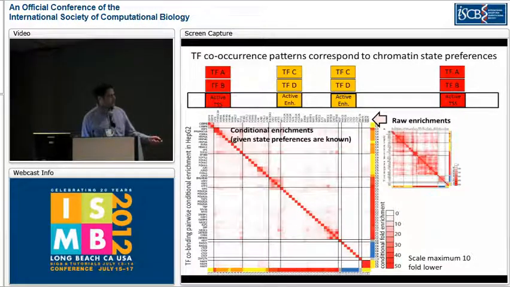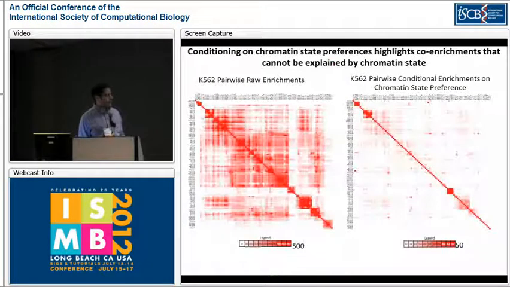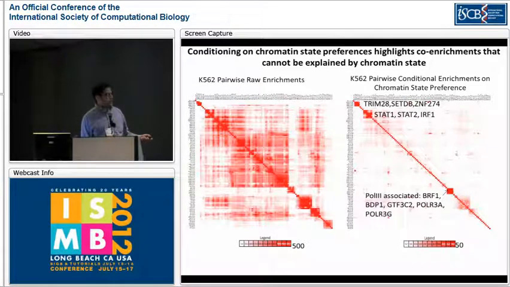And what this coloring here indicates is the cluster assignment from before, where the red corresponds to the more promoter preferred and the orange the more enhancer preferred clusters of the TFs. And this is showing another example. In this case, before is in HepG2. This is in K562, of the raw enrichments and after conditioning on our chromatin state assignments. And this can also be useful to highlight some exceptions, which even after conditioning still show more pairwise enrichment than you expect, such as things associated with pol 3 or certain heterochromatic repressive binding complex.